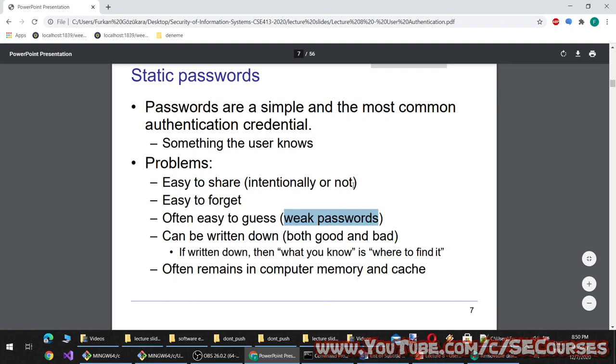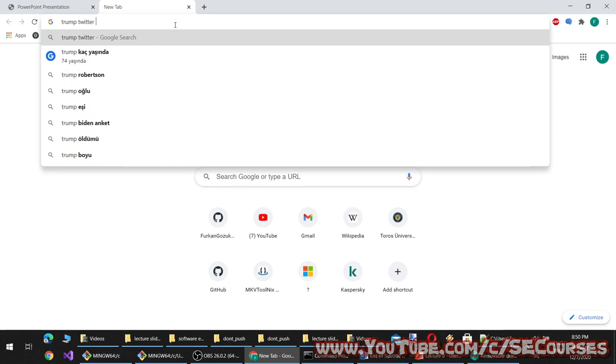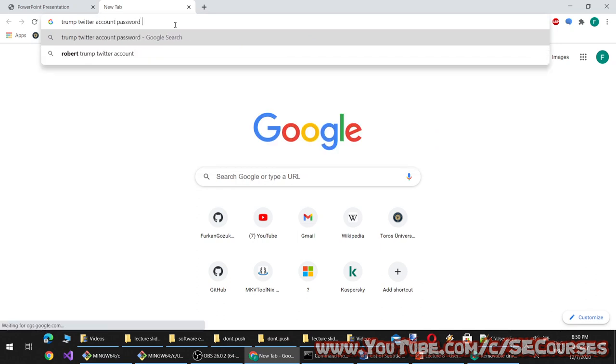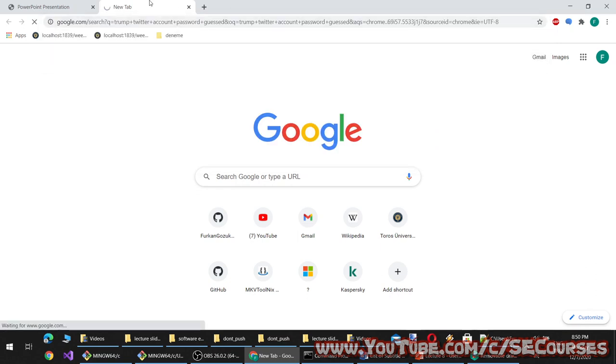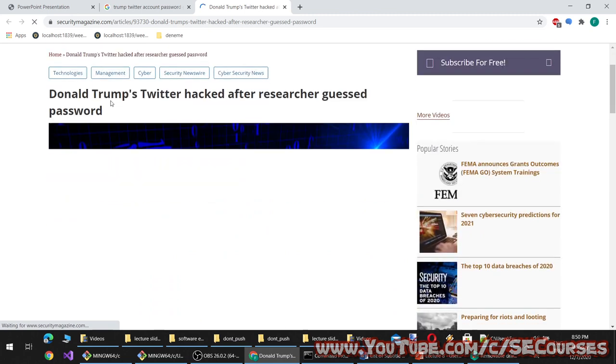And I think there have been several times the Twitter account of Trump has been hacked. Okay, let me show you news about this event.